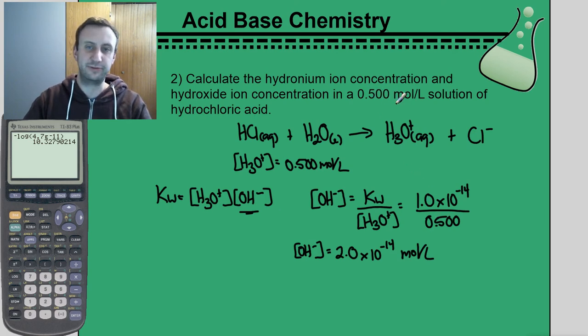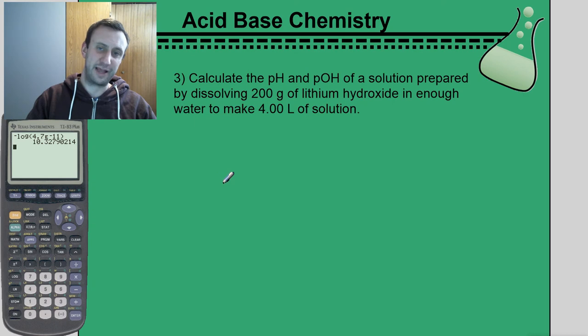Well, remember, this is a strong acid and it's quite a high concentration. So my hydroxide is going to be very low. It's going to be tiny. And if I multiply this by this, it will get me that 1.0 times 10 to the negative 14. So that's the answer to example number 2.